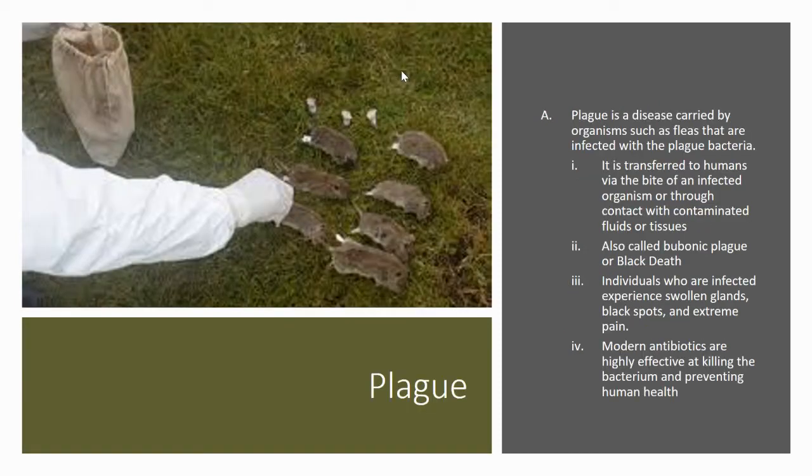Now, some diseases we need to be familiar with in this class is the plague. The plague was a disease that was carried by things such as fleas that are infected with the plague bacteria. It's transferred to humans via the bite of an infected organism, through contact and contaminated fluids or tissues. It can also be referred to as the bubonic plague or even Black Death. Individuals who were infected experienced swollen glands, black spots, and extreme pain. However, modern antibiotics are highly effective at killing this bacterium and protecting human health.